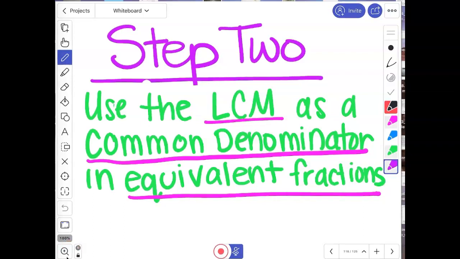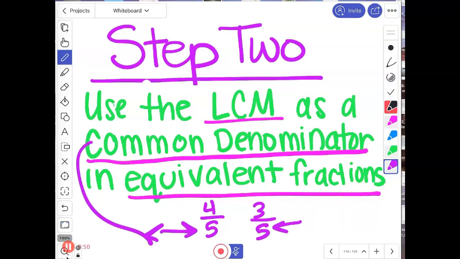So remember, common denominators are when you have two fractions that have the same denominator. Like, for example, 4/5 and 3/5 have a common denominator. They're both fifths. What we're going to do is use the LCM to make equivalent fractions. Let's look at how we do that.